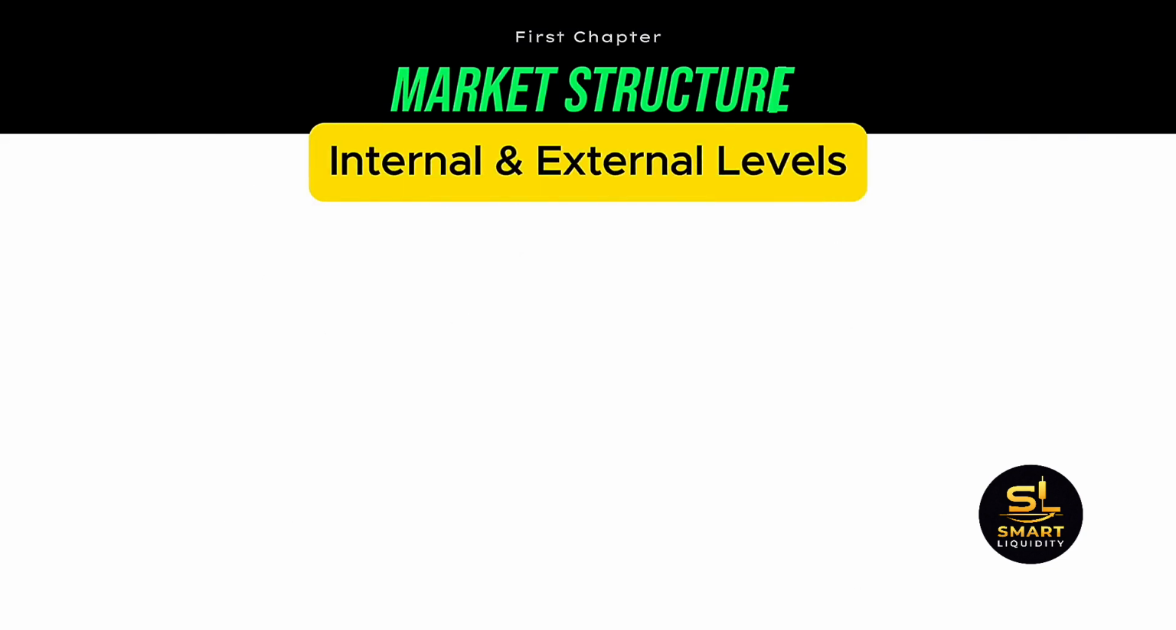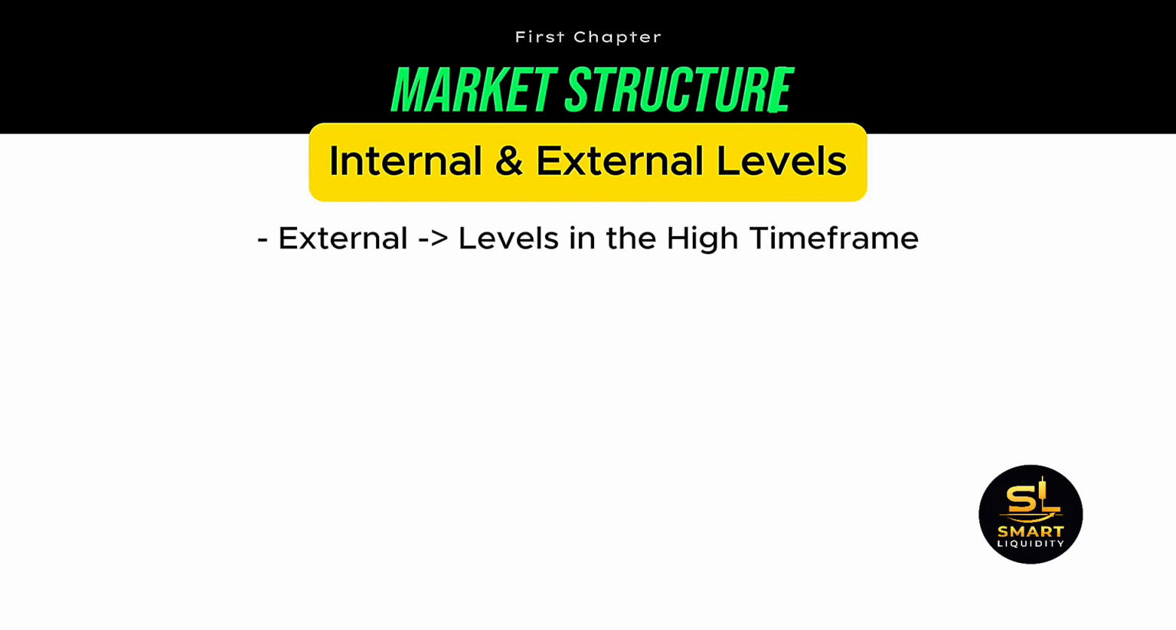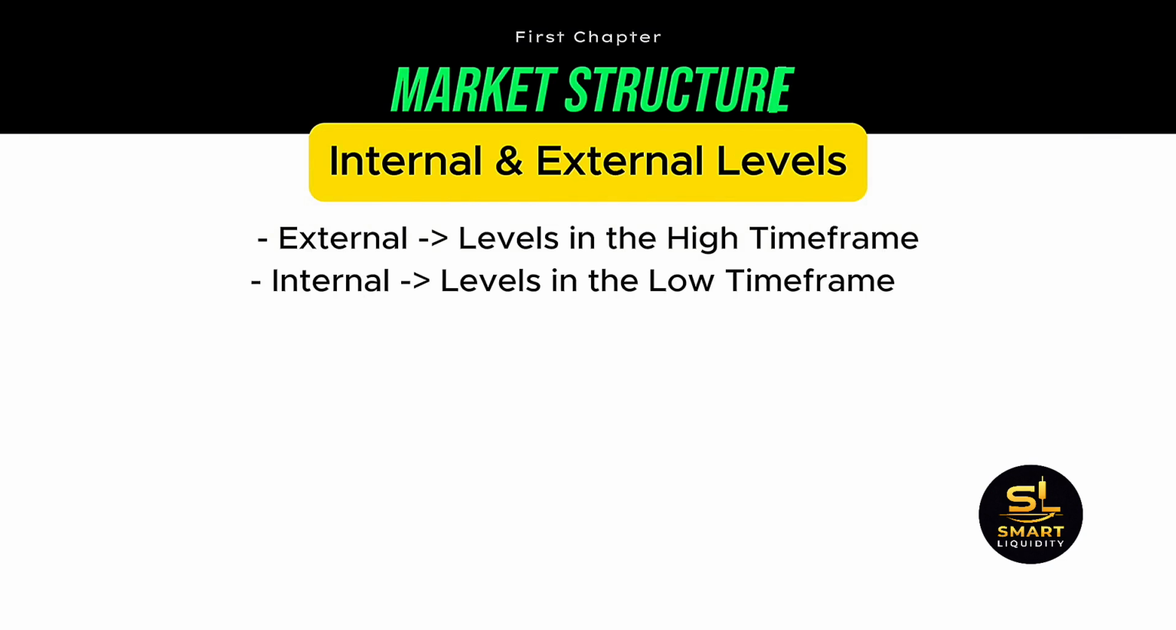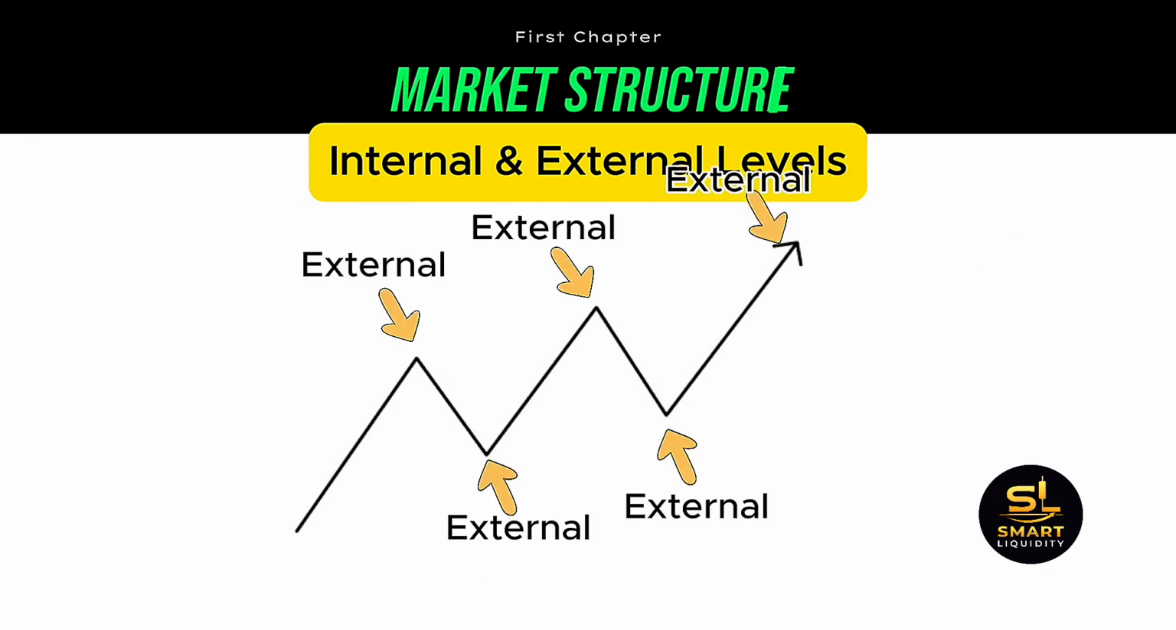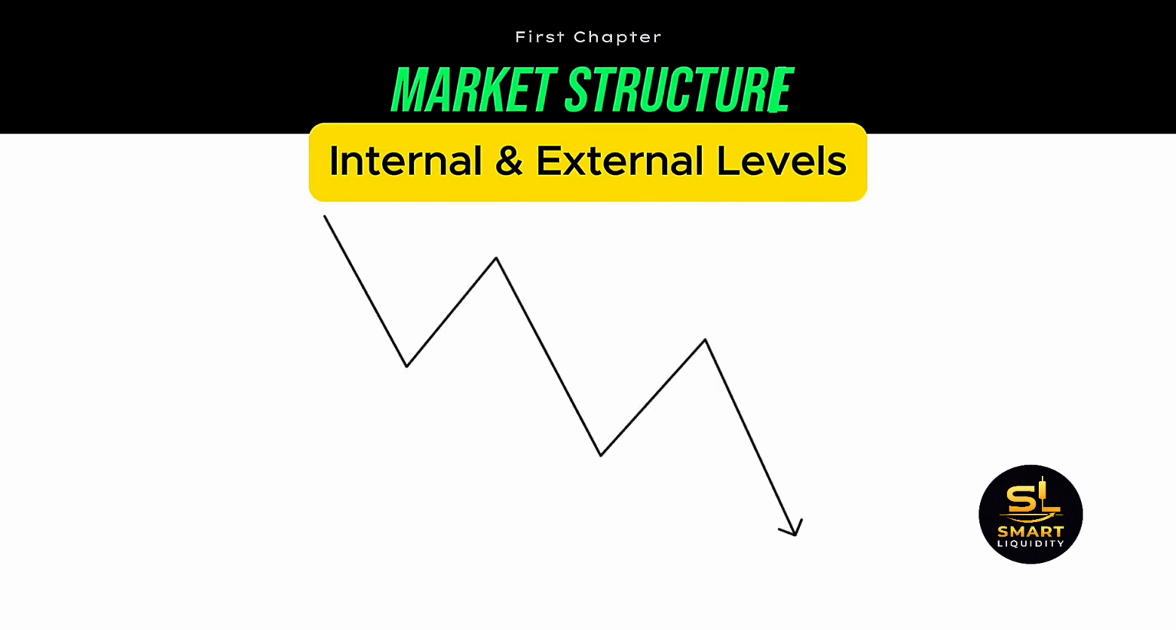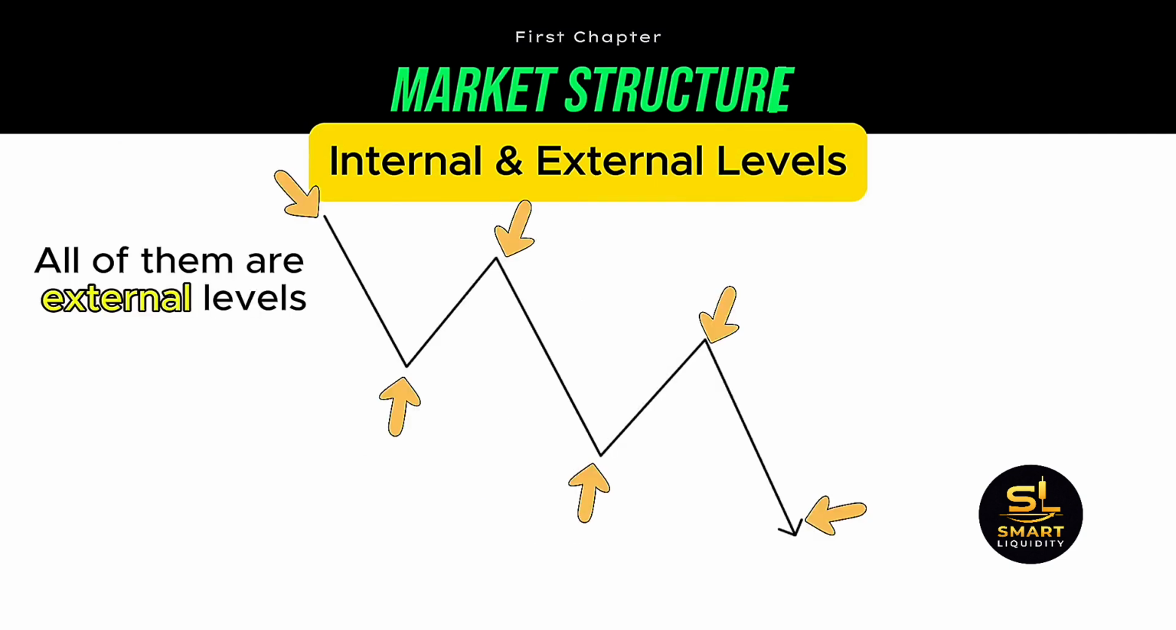Internal and external levels. The external levels are structural price levels in the high time frame. The internal levels are structural price levels on the lower time frame. Let's take the uptrend scenario first. On the simple structure, it's easy. The external levels are the major highs and lows. There is no internal structure in this example. Same goes for the simple downtrend. The only levels are the external levels, and they are each major high and low.